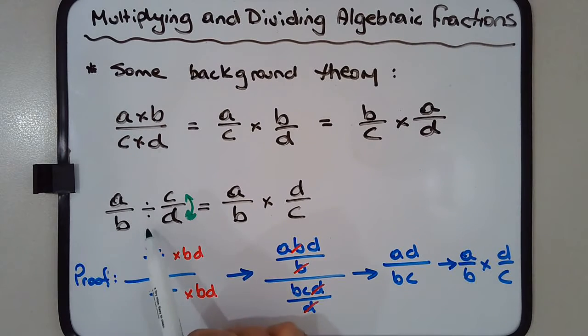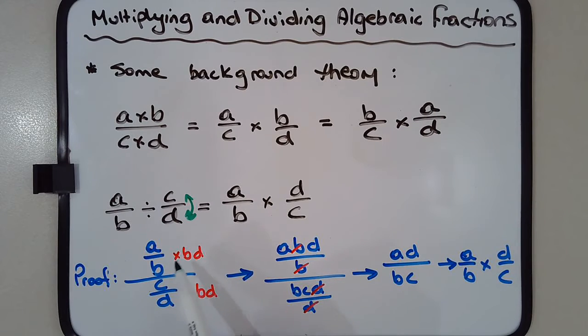A over b divided by c over d is really just a fraction divided by another fraction, but expressed again in fraction form. So think of it as one big fraction where the numerator is a fraction, just a smaller fraction, and the denominator is another smaller fraction. But this is not an ideal situation. We don't want fractions inside fractions.